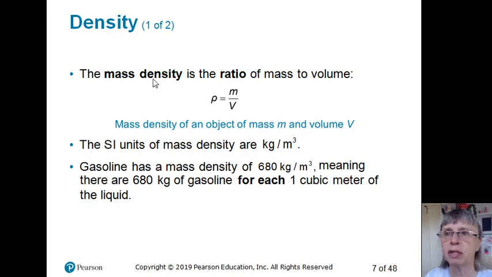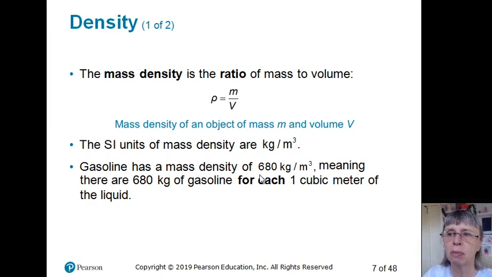So the first place to start is to define a mass density. That's the mass of an object divided by the volume it takes up. And of course those units are going to be kilograms for the mass and meters cubed for the volume. We use these units. Chemists often use grams per centimeters cubed, which is slightly different. But in this course we're using kilograms and meters.